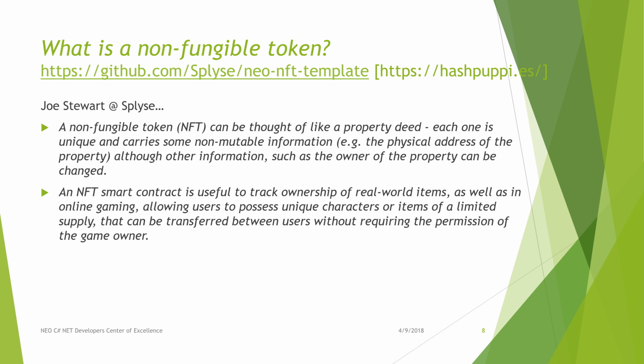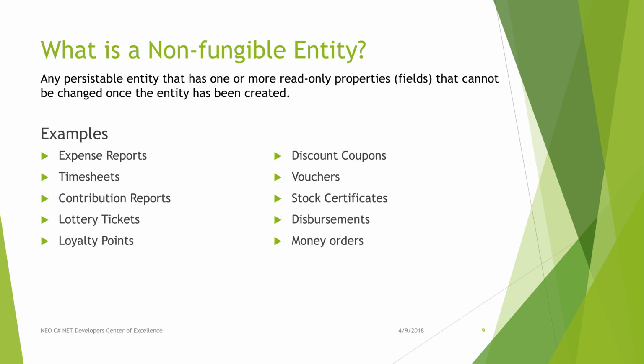So how is a non-fungible entity different from a non-fungible token? The non-fungible entity is a generalization. It's any persistable entity on the Neo blockchain that has one or more read-only properties or fields that cannot be changed once the entity has been created. So one or more non-mutable properties. So it's not just about tokens, it's about any entity you choose to describe and represent on the Neo blockchain.